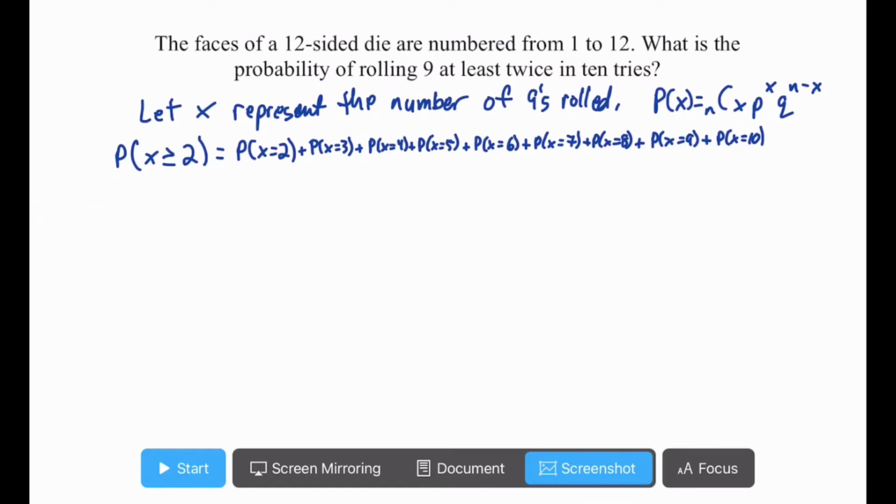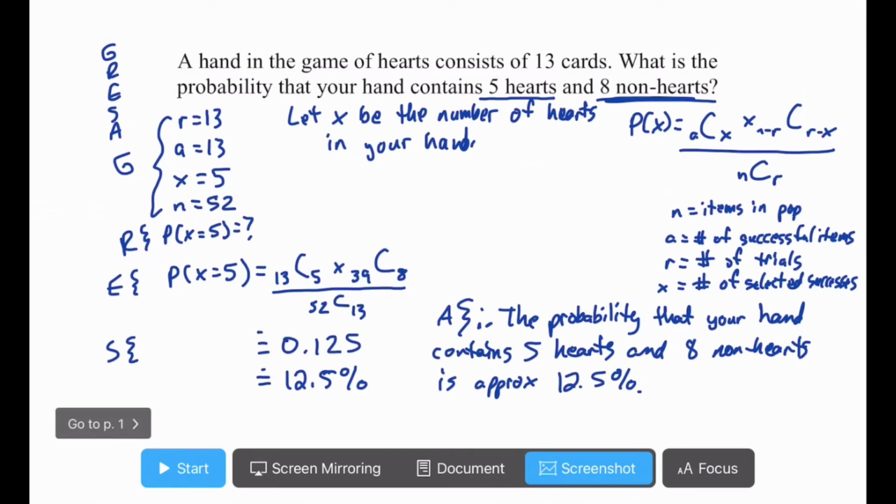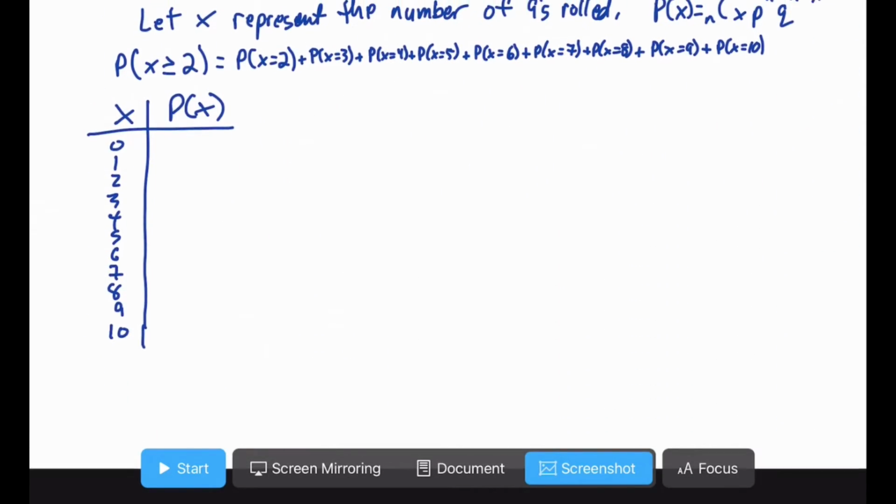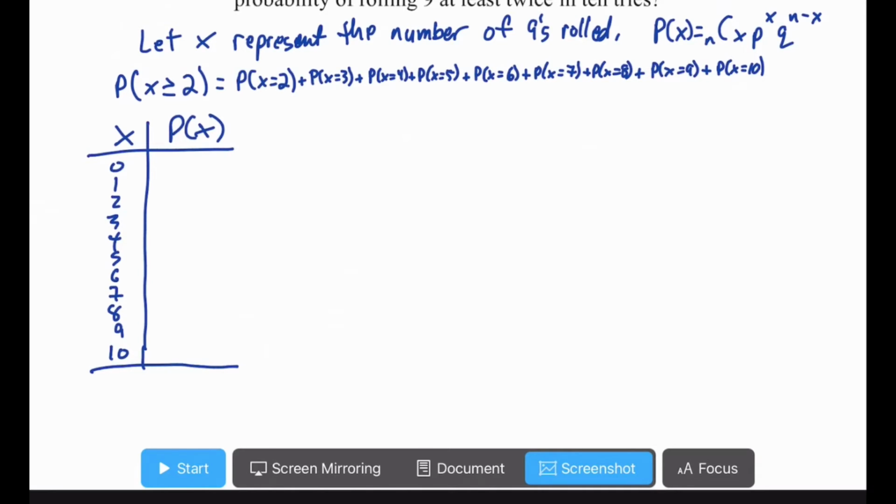And so what do I know? What are all my possible outcomes? How many number of 9s can I have in total? If I made a probability distribution table, my outcomes, I might as well go through this here. My possible values of x are 0, 1, 2, 3, 4, 5, 6, 7, 8, 9, and 10, because I'm doing 10 trials. And what do I know about all my probabilities? I know they're going to add up to 1 or 100%. So I know this chunk right here where x is greater than or equal to 2 is going to represent some chunk of the probabilities.